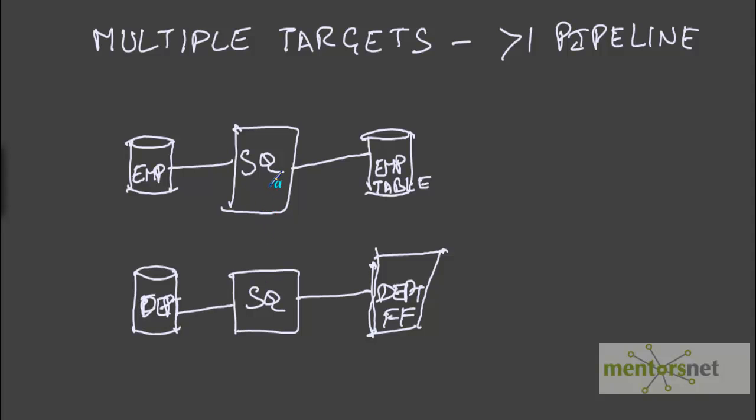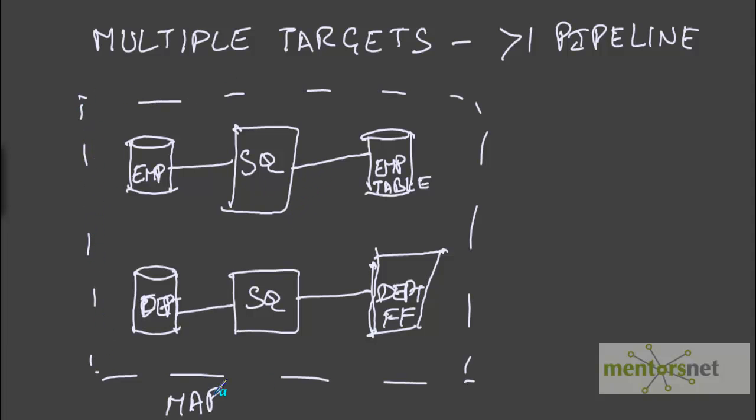You can actually put these two pipelines in one mapping. So all this can be enclosed in one mapping and run together. When you have a mapping like this, you can choose which pipeline you want to run first and which one you want to run second. You can do this when these two are closely related tables. They have to be loaded always together, but one after the other.